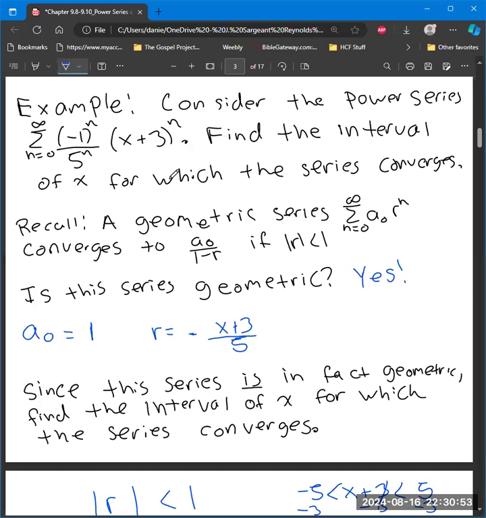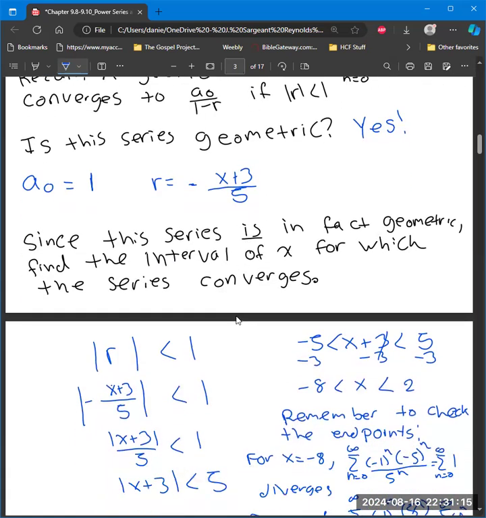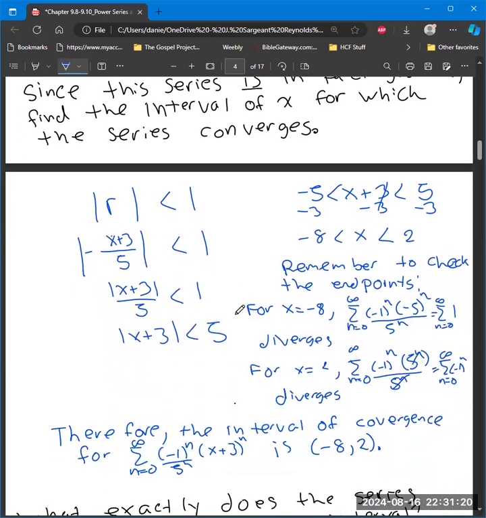So our a sub 0 is 1. If we let n be 0, we can see all these things go to 1. And our r is all this other stuff that's raised to the nth power. So there's a -1, there's an x plus 3, and there's a divided by 5 there. So since the series is in fact geometric, find the interval of x for which the series converges.